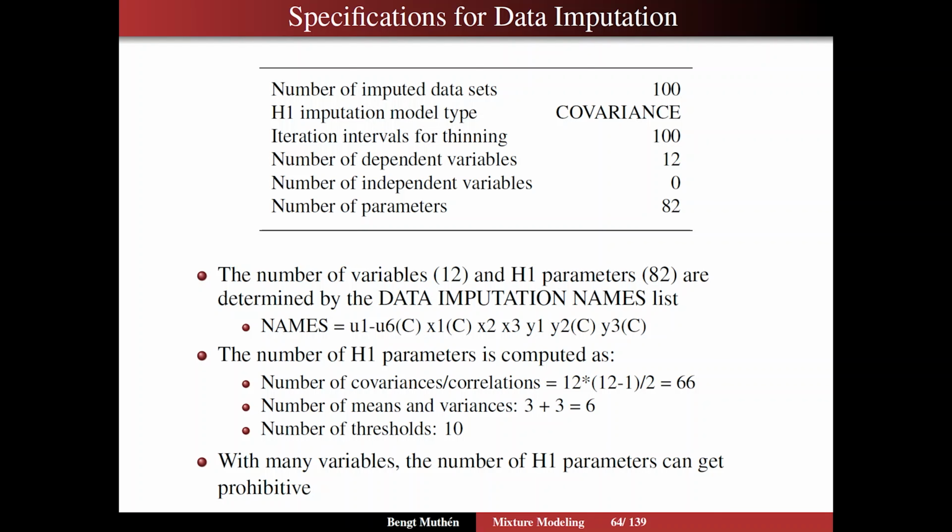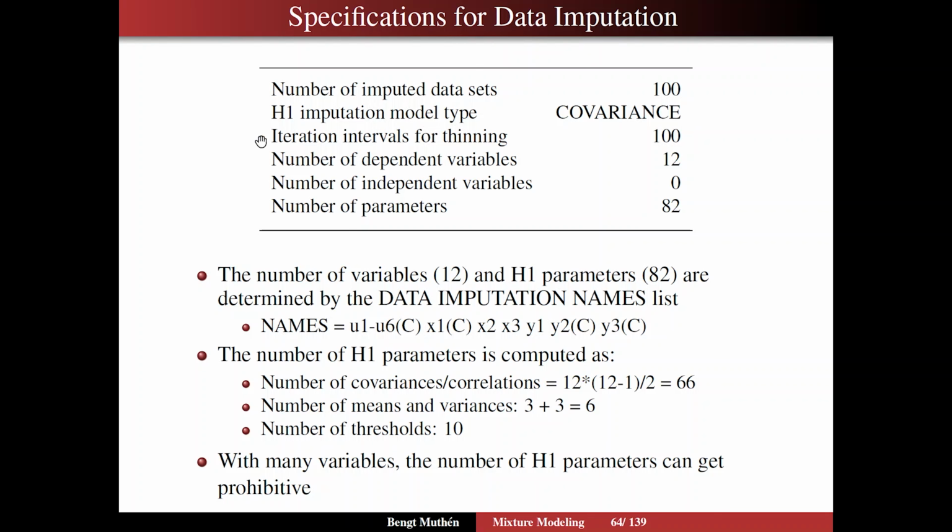On slide 64, I take a closer look at what's happening with the data imputation. In the Mplus output, you get specifications for the imputation. We see the number of imputed data sets that we asked for, and a default setting is activated, so-called H1 imputation. H1 referring to an unrestricted model in line with language of structural equation modeling, where you have H1 and H0. H0 can also be used for imputation, but here it's the unrestricted H1 model, and with the default covariance setting, which is described in the technical document for imputation that I mentioned.